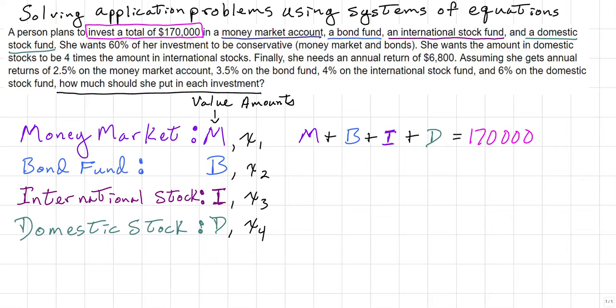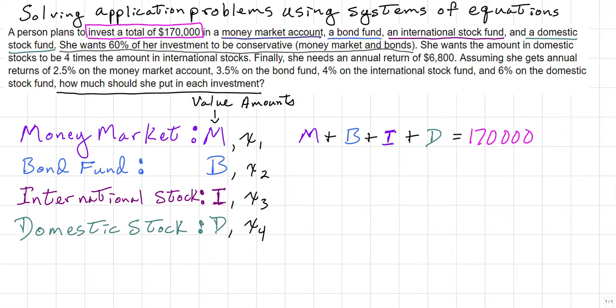And we note right here that she wants 60% of her investment to be conservative. That would mean being in money market and bonds. So what we can do is look at that and say, all right, 60% of her investment. Well, remember, her investment is $170,000. So 60% of that is what we're going to put into the money market and bonds.